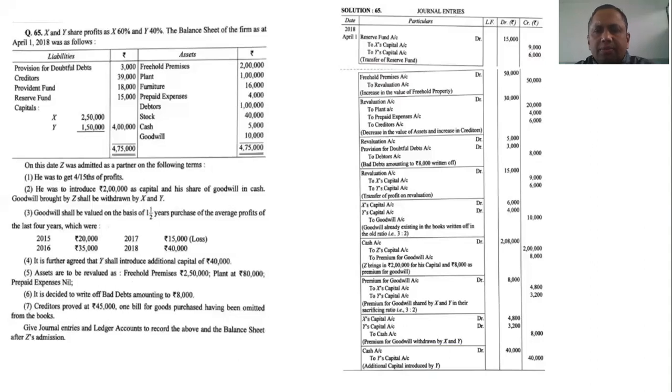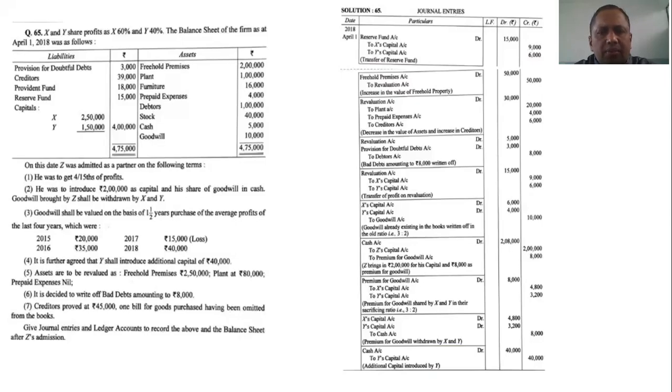The next is goodwill written off. When the goodwill is shown at the asset side of the balance sheet, it can be written off by the old partners in the old ratio. So the journal entry is: X Capital Account debited, Y Capital Account debited to Goodwill Account. So X Capital and Y Capital are debited by 6,000 and 4,000, and the goodwill is written off by 10,000. So it is goodwill written off by the old partners in their old ratio.